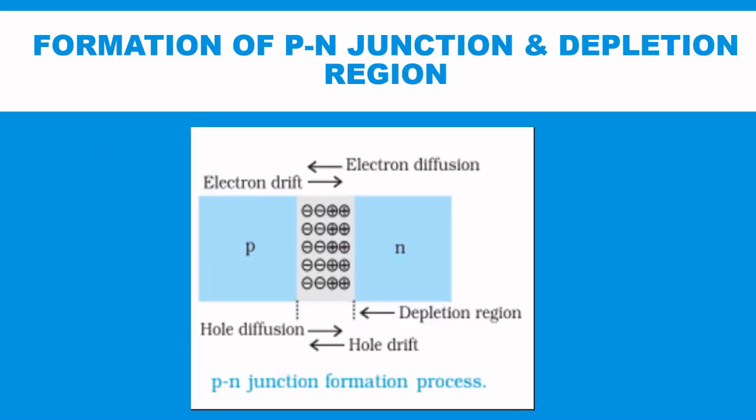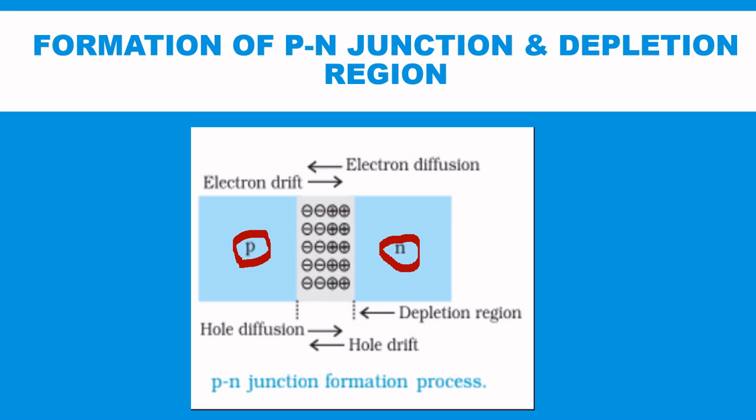First we will discuss formation of PN junction and depletion region. PN junctions are formed by joining N-type and P-type of semiconductor materials as shown in the figure. As we know that N-type region has electrons as majority charge carriers and P-type region has holes as majority charge carriers.